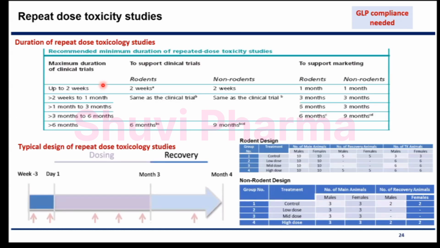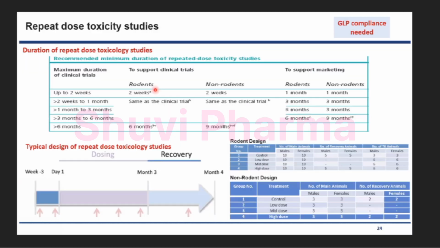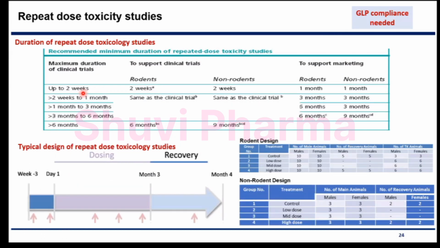Then typically, what is the duration of these studies? Whatever your clinical trial duration is, you need to cover that duration in the toxicity studies. 2 weeks in the clinical trial, you need 2 weeks in rodents and 2 weeks in non-rodents. For clinical trials and for marketing approval, you need a higher duration. But it matches only up to 6 months. Beyond 6 months of human treatment, you only do 6 months in rodents and 9 months in non-rodents. You don't need to do it beyond that.